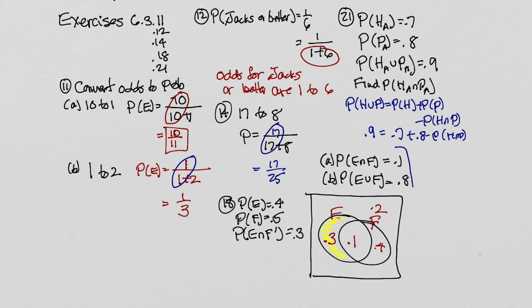Oh, it's getting a little tight here. So now we're going to have 0.9 equals 1.5 minus the probability of H intersect P. Subtract, and we'll get negative 0.6 equals negative the probability of H intersect P. Multiplying both sides by negative 1, we'll get the probability of both an A in history and an A in psychology is 0.6.